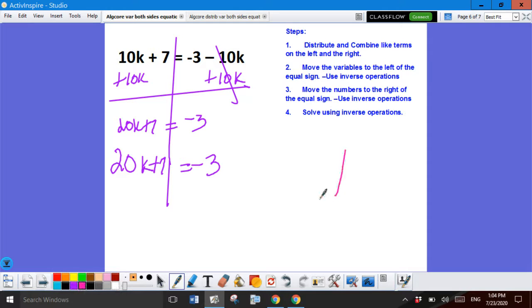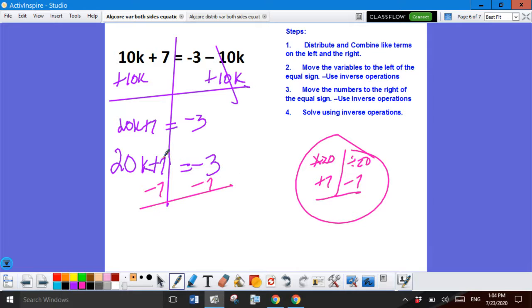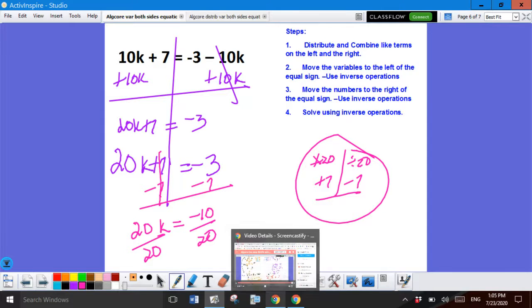Hopefully you're starting to be able to do this part in your head. So if you don't have to write that part, that is just fine. Feel free to skip writing this if you are starting to see what needs to move first. So negative 7, gone. 20k, that is negative 10. Divide by 20.